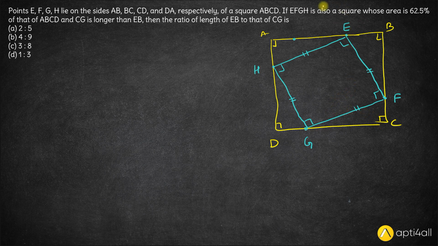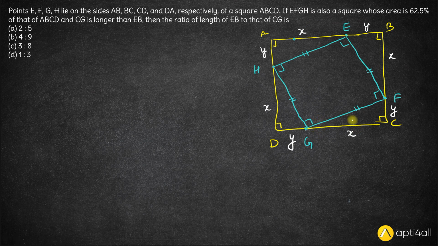Now it is given that the area of this square EFGH is 62.5% of the area of the bigger square ABCD, and also CG is longer than EB. Now since this is a symmetric figure, if CG is X and GD is Y, then DH will also be X and this will be Y. Right? This is a symmetric figure. This will be X, this will be Y, and this is X, this is Y. A square is a symmetric figure, right? So all these will be equal.